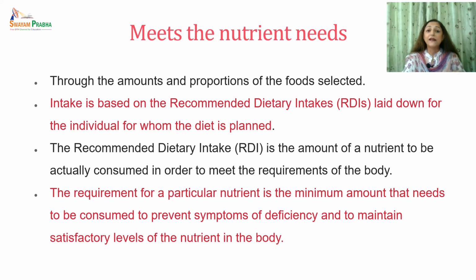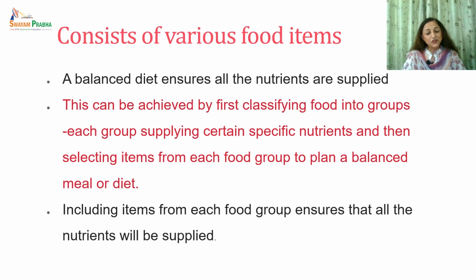So the RDIs are actually helpful in directing us and suggesting how to plan a balanced diet. The second part of a balanced diet says that it consists of different types of food items. It must include a variety of foods. But how do we select these foods? A major aim, as we have already talked, is to ensure that all the nutrients are supplied, and that too on the basis of recommended dietary intakes.